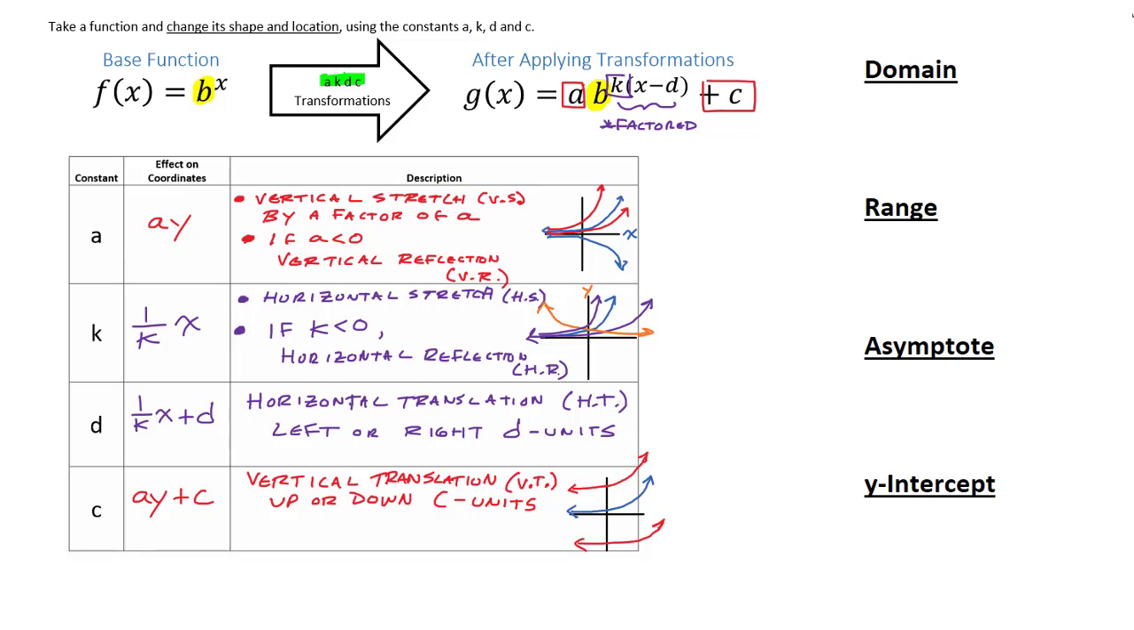So if I was to draw just a real quick sketch of that, let me just squeeze one in here, right? Let's just say this was my original graph, right? There it is. Well, if it's a positive value for D, it's moving it this way.